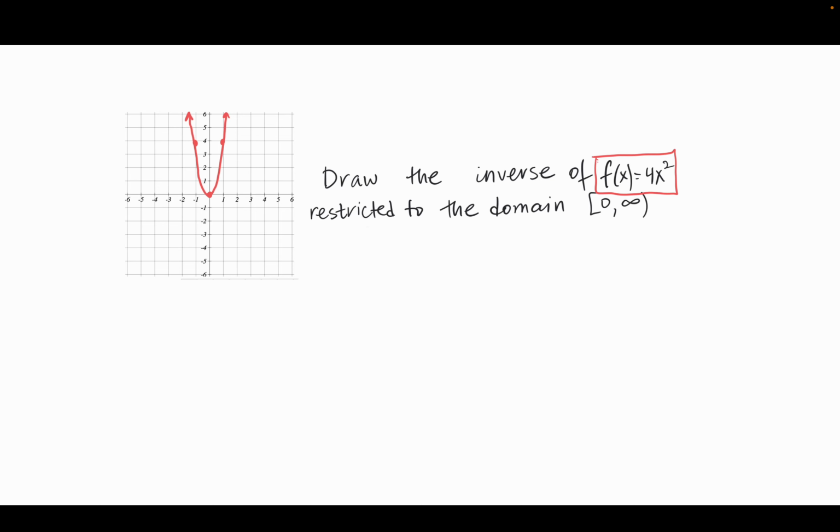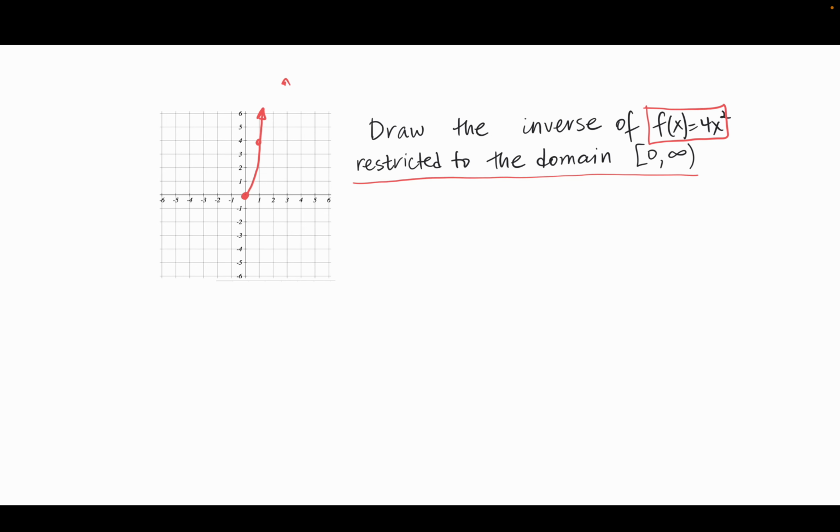The problem does specify that our function that I just drew will be restricted to the domain from 0 to infinity. What this means is that the left branch of the parabola will need to be removed. The reason for this is because if we don't remove the left branch of the parabola and keep it the way it was, the function will not be one-to-one and it will not have the inverse.